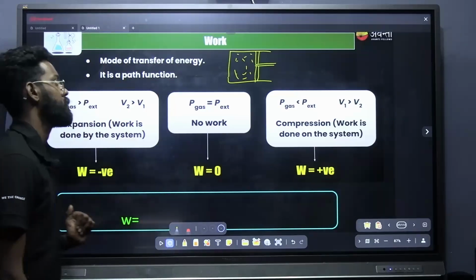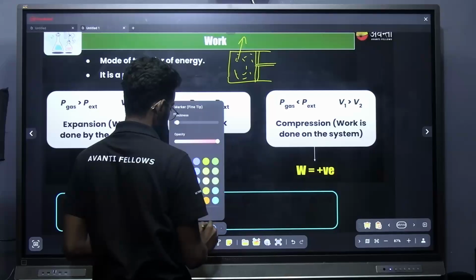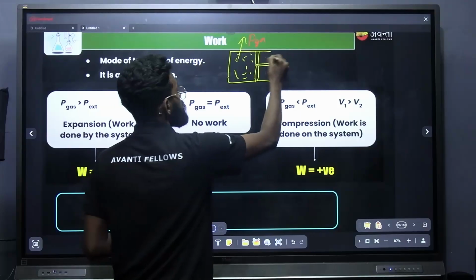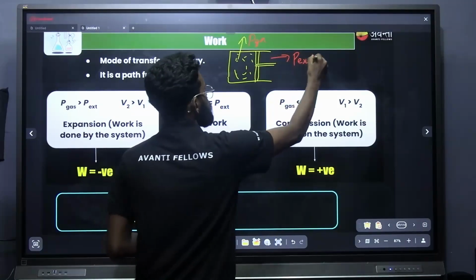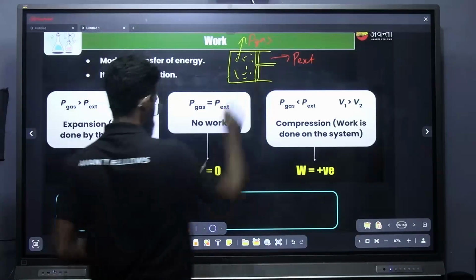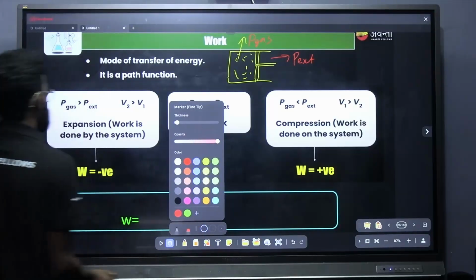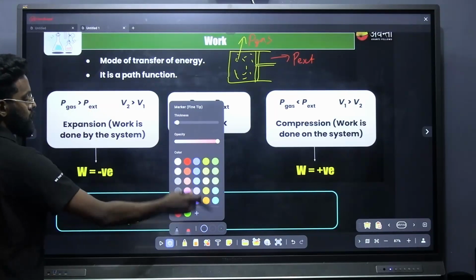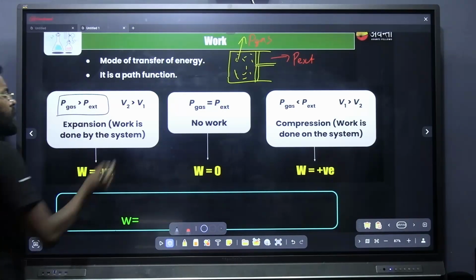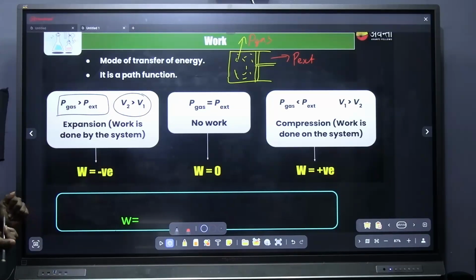Fitted with a movable piston. And the pressure inside the ideal gas will have some pressure. Let's imagine that it is the pressure of the gas, and outside it will be P external. If the pressure inside the gas is higher than P external, what will be the process happening there? If the pressure inside the gas is greater than P external, we know that there will be an expansion happening.